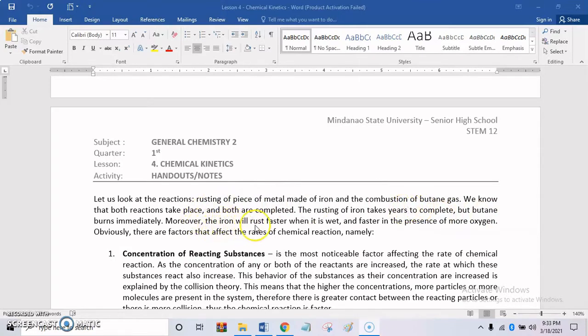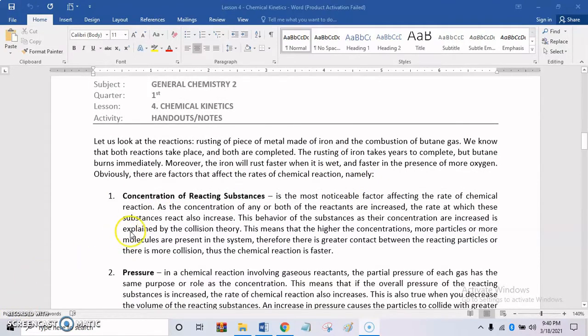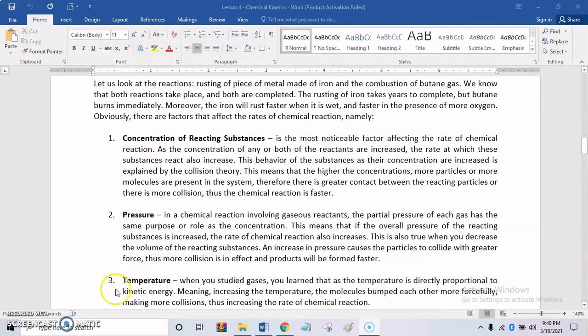Moreover, the iron will rust faster when it is wet and faster in the presence of more oxygen. These are some of the factors that increase the rate of reaction: when the iron is wet and when it is exposed to more oxygen. Obviously, there are factors that affect the rates of chemical reaction. Namely, first is concentration of reacting substances, second is pressure, and the third is temperature.